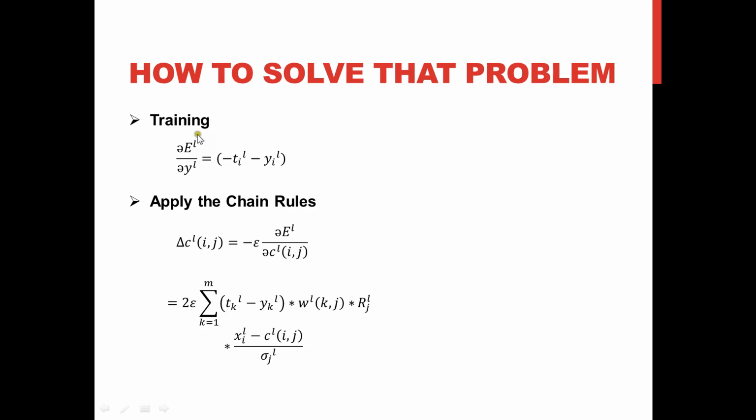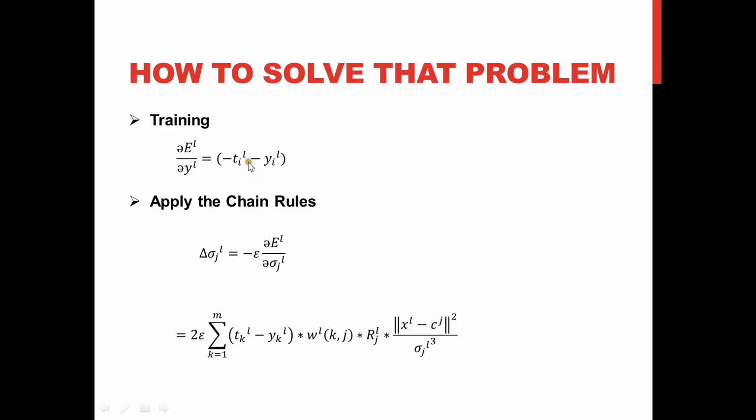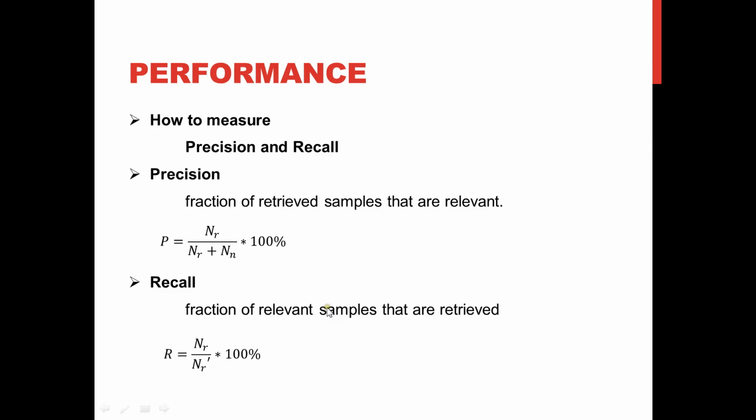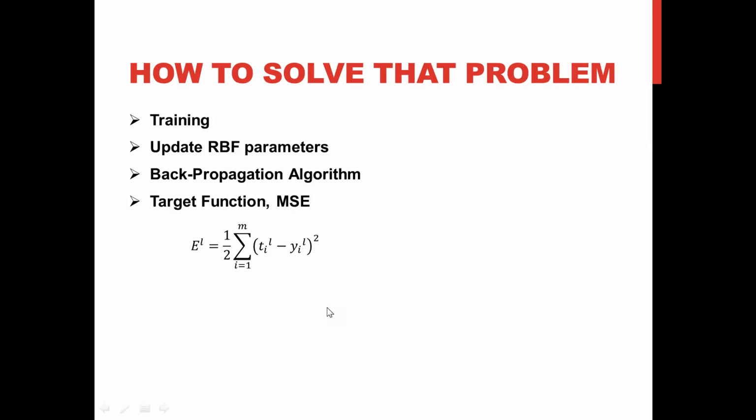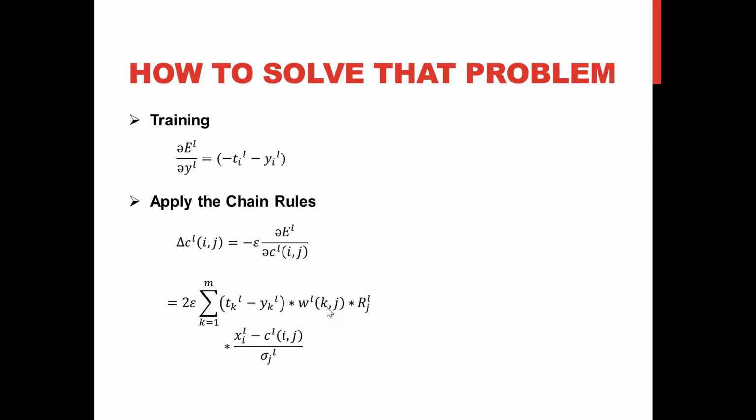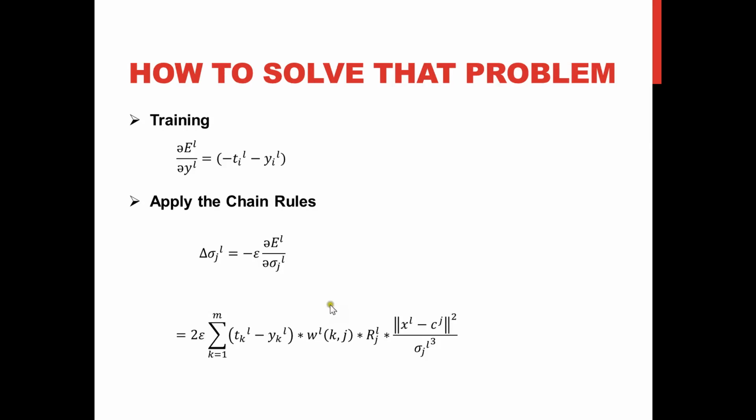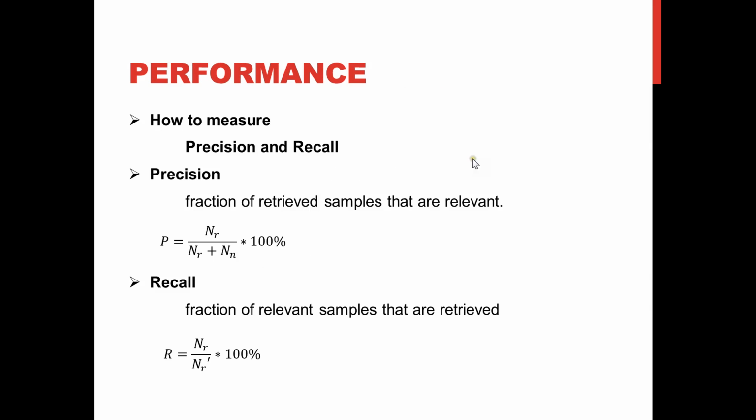And we compute the derivative and then apply the chain rule. We have how to update this center. This is the center, and by these rules, we update this center. And the same thing, by applying the chain rule, we know how to update this sigma j. You can see the very detailed derivation in my written report.